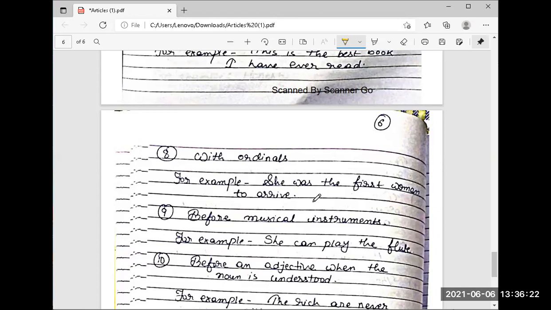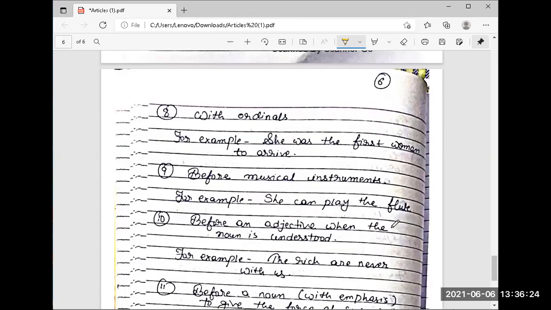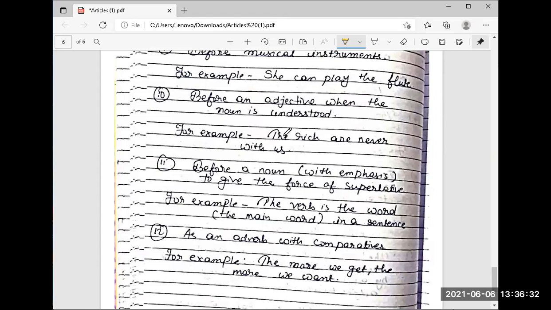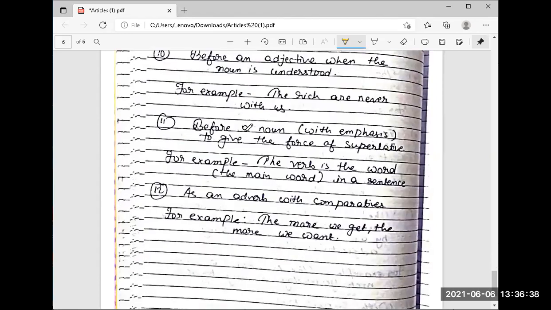Before a musical instrument: she can play the flute. Before an adjective, when the noun is understood: the rich are never with us. Before a noun with emphasis to give the force of superlative.